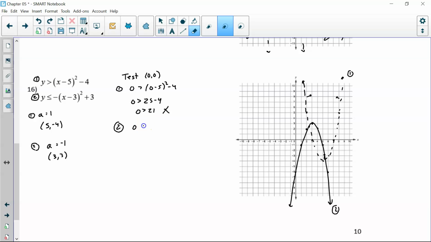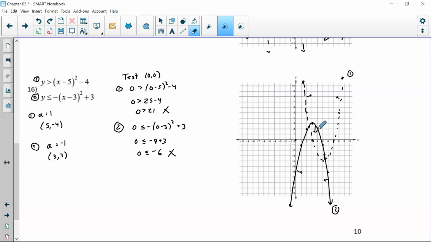0 less than or equal to the opposite of 0 minus 3 squared plus 3. So 0 is less than or equal to 0 minus 3 is negative 3. Negative 3 squared is 9 times negative 1, so we get negative 9 plus 3. So 0 is less than or equal to negative 6. That didn't work either. So 0, 0 is on the outside. We're going to be shading inside that parabola.